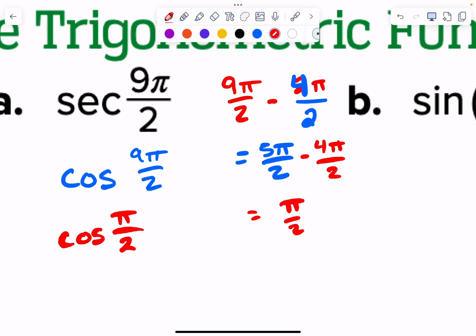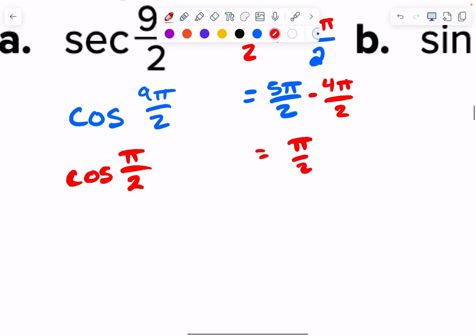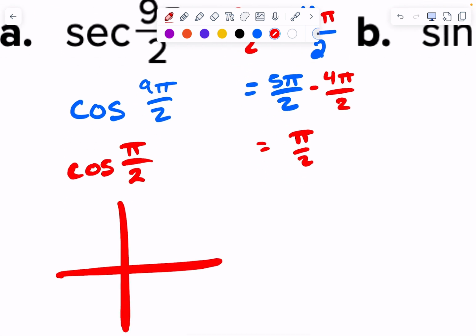Okay, cosine is the x coordinate. Pi over 2 is 90 degrees. Pi over 2 is like here. This is pi over 2. What's cosine of pi over 2? Zero, yeah. Okay, done? Zero?